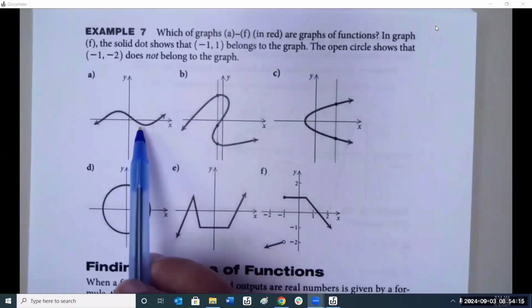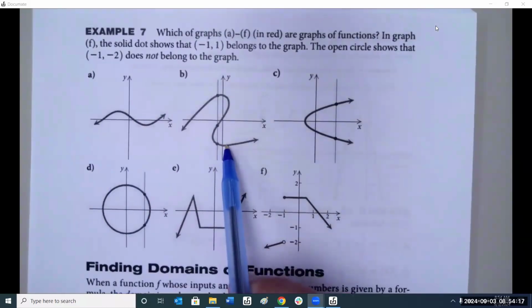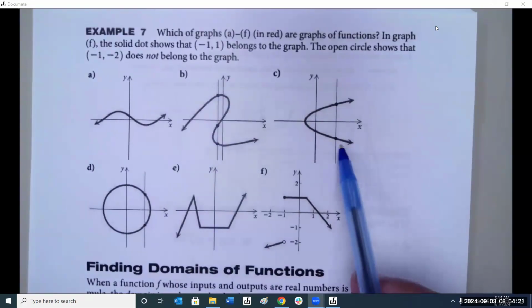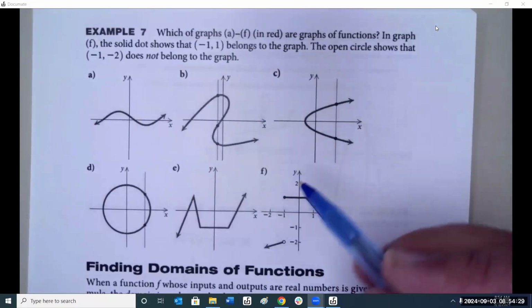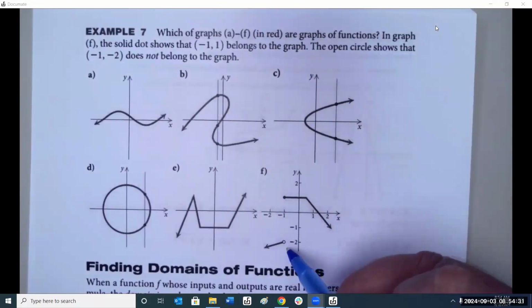Is A? Yes. No, this one's not a function because it fails. Is this? No. Nope, fails. This one? No. Is this one? Yes. And this one? Yes. Yes. Even here, because this one's a closed circle, this is an open circle.